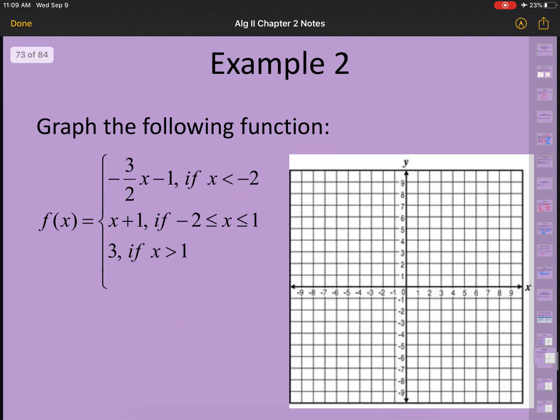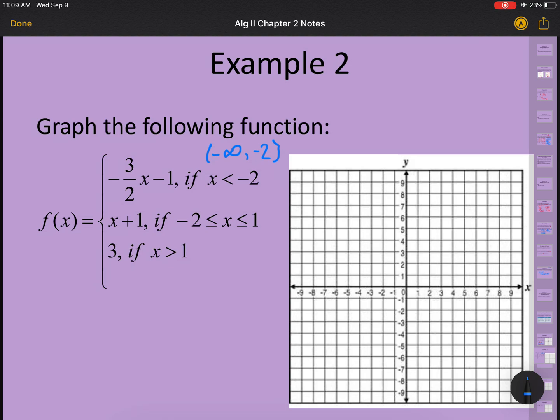Alright, in example 2, we're going to actually try to graph it now. Okay, so we're trying to graph the following function. That first one says if your x or domain is less than negative 2, so it doesn't quite include negative 2, it's going to follow negative 3 halves x minus 1. So everything from negative infinity to negative 2, if you want to write it in interval notation, because it doesn't include negative 2, it gets parentheses.